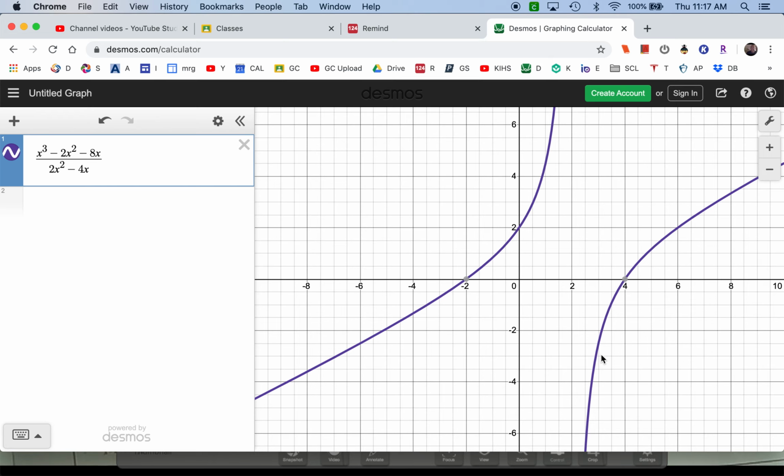So it's a one-sided limit question. It says only from the right side. So what's happening on the right side of positive 2? And you can see the graph is going down. So the answer is negative infinity.